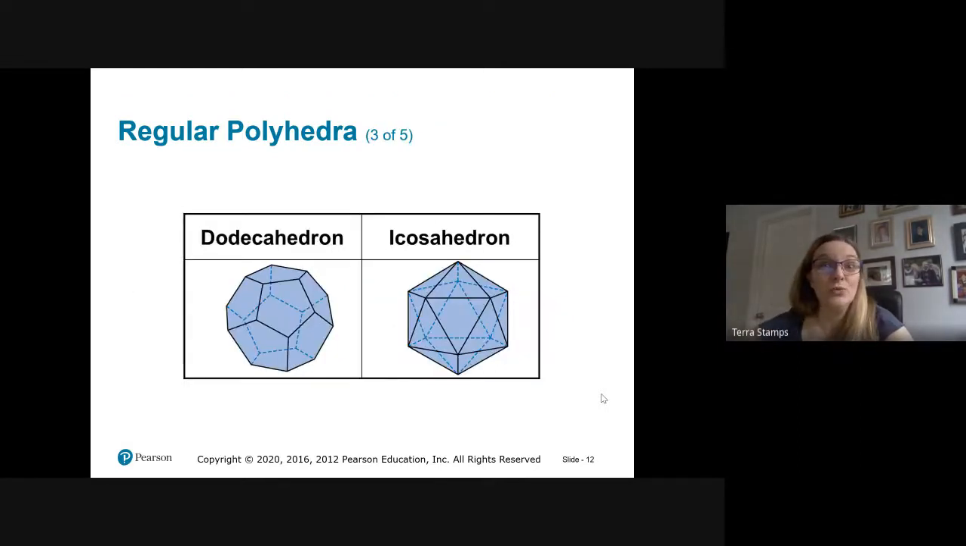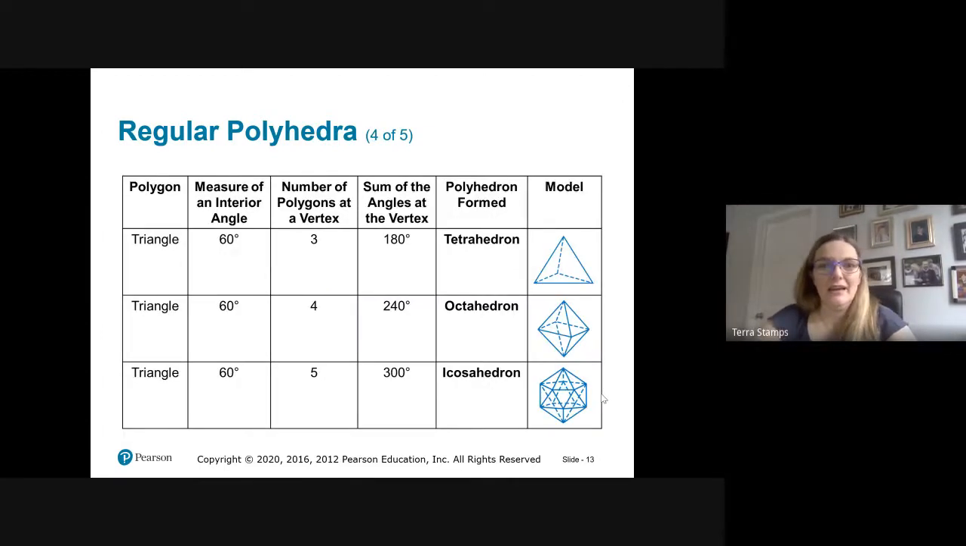Then we have the dodecahedron. You can tell that that's a bunch of pentagons. And then we have the icosahedron. Look at that bad boy. Those things are impressive. All right, so the polygon that makes up the tetrahedron, octahedron, and icosahedron, you can tell, is all equilateral triangles. Okay.